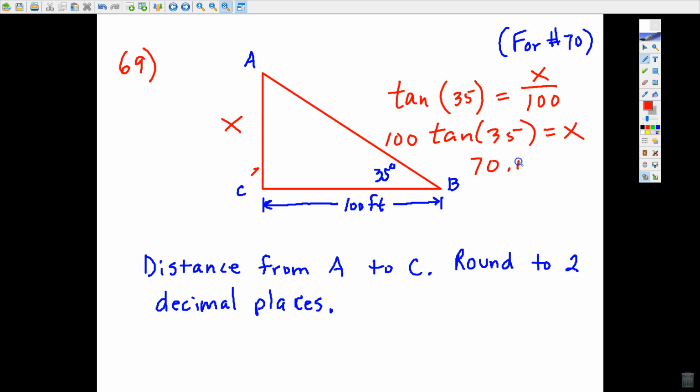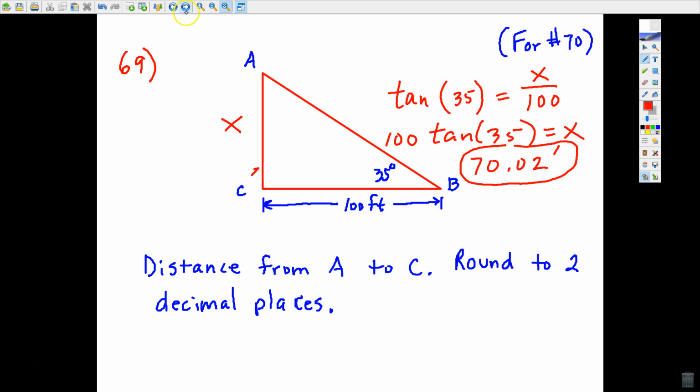70.02, and don't forget what units are we in here with this problem? Well, we're describing a length of a side or a distance, so it should be 70.02 feet. And that is your answer for number 69. Any questions on that?